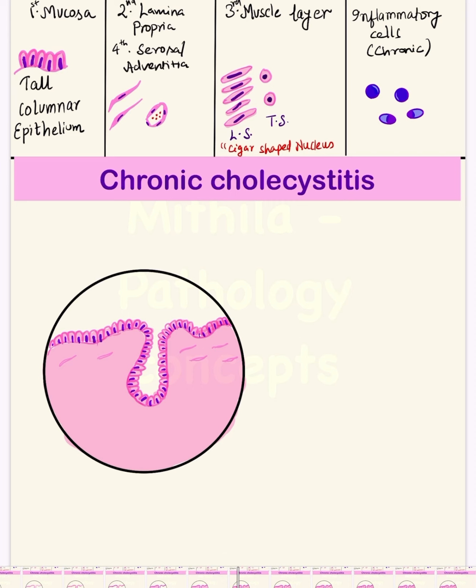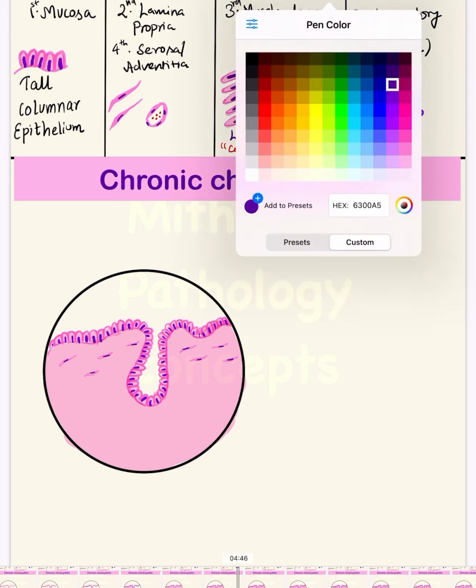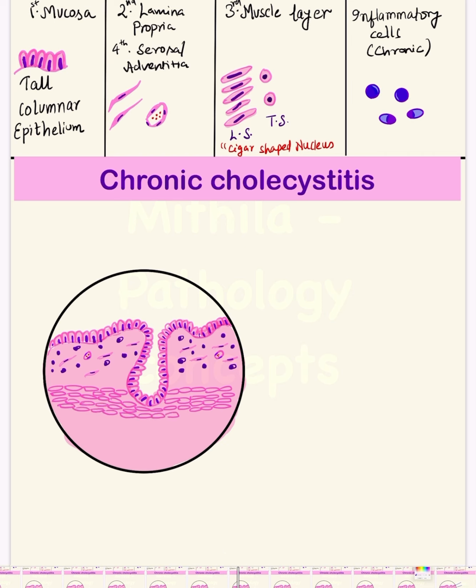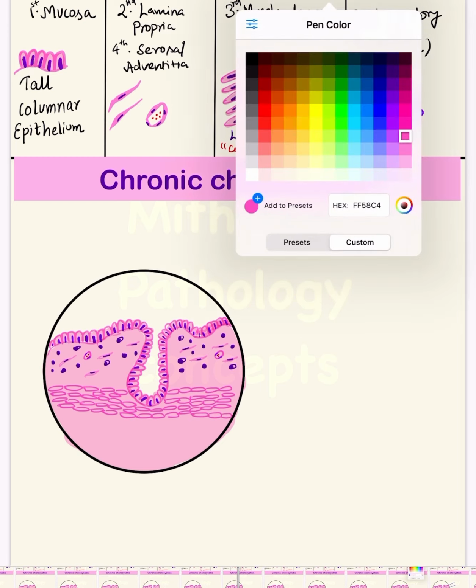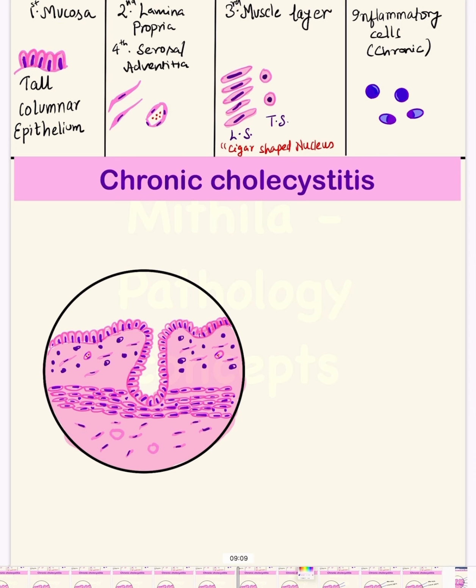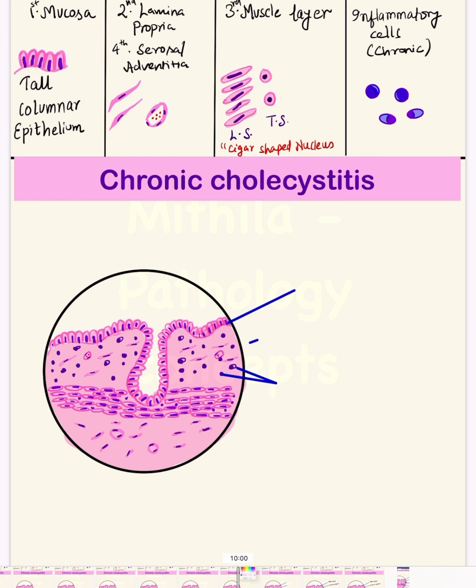Then the lamina propria, the second layer. In the lamina propria, you draw the fibroblasts, then blood vessels, then the inflammatory cells: lymphocytes, plasma cells, macrophages, eosinophils, all you can draw. Then the next layer is the muscle layer. The muscle layer is sometimes increased in thickness in chronic cholecystitis. Also in chronic cholecystitis gravis, the wall thickness is increased. So you make the cigar shaped nuclei of the smooth muscle cells. Lastly, in the fourth layer, you make the fibroblasts. Sometimes the fibroblasts are increased in chronic cholecystitis. This is known as subserosal fibrosis. So you can make increased fibrosis also.